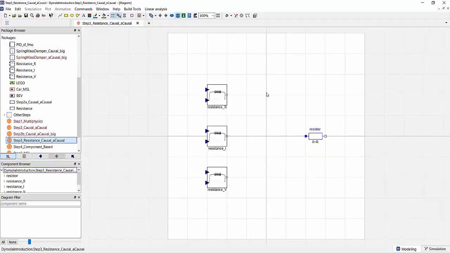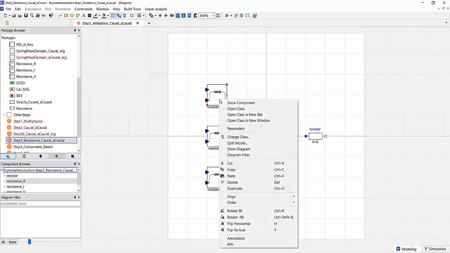Another example to highlight the difference between the causal modeling using assignments and the acausal modeling using equations in Modelica can be seen by just looking at a very simple resistance model. Basically, a resistance model typically has three quantities associated with it: the resistance R, the current I, and the voltage V. And depending on which of these quantities we want to determine, we would need three distinct models when modeling this in a signal flow-based diagram.